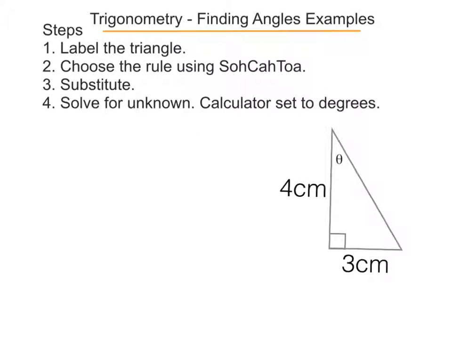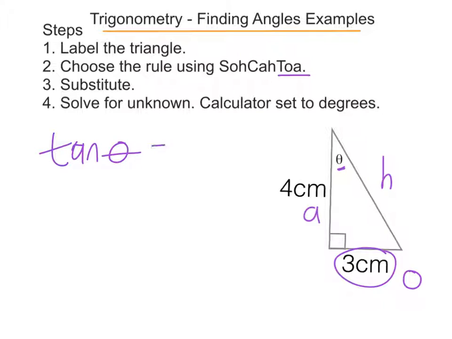So let's do an example. First of all, label the triangle. The angle is over here, and that's what we're actually trying to find, which is why it's labelled theta. We have this side here, which is the opposite, this side, which is the adjacent, and that side, the hypotenuse. So you can see the two that I'm interested in are adjacent and opposite. So adjacent and opposite means I'm going to be using tan. So tan theta is equal to opposite over adjacent.